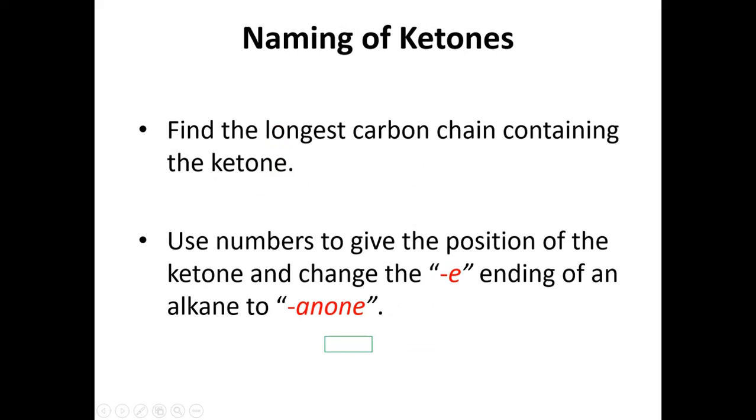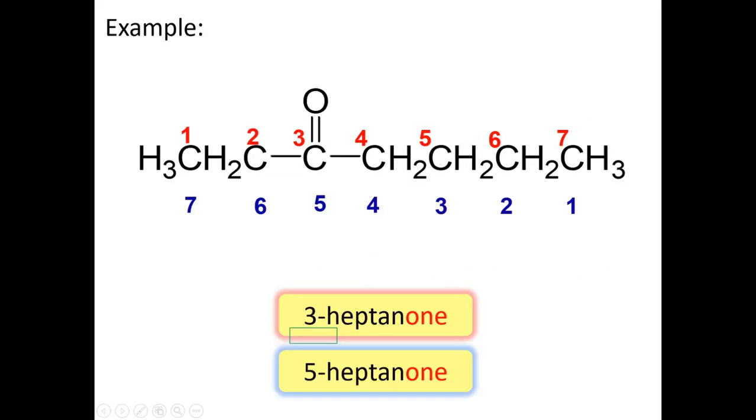First, you need to find the longest carbon chain containing the ketone. After that, use numbers to give the position of the ketone and change the E ending of an alkane to -one. For example here, you need to try first, is it to count from left to right or right to left? Okay, when you count from right to left, you get this answer, 5-heptanone. And then when you count from left to right, the red one, you get this answer, 3-heptanone.